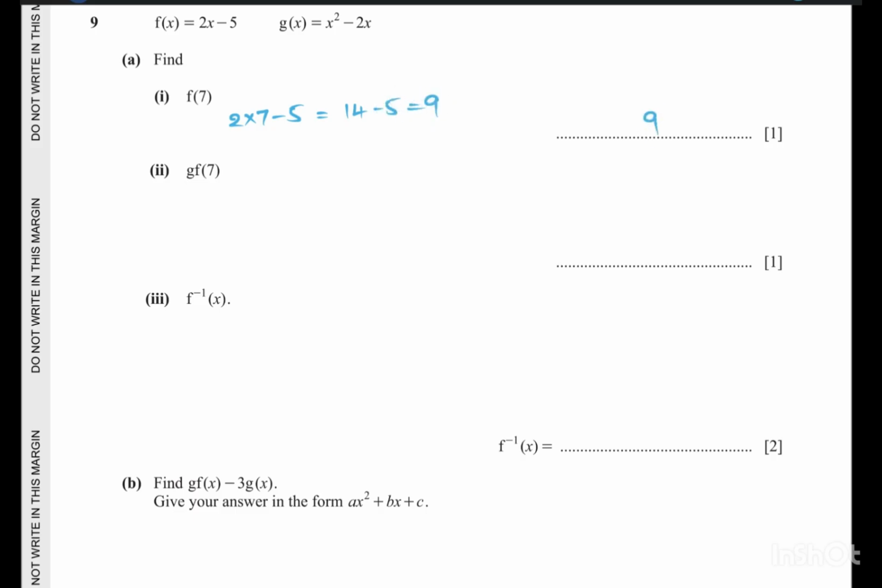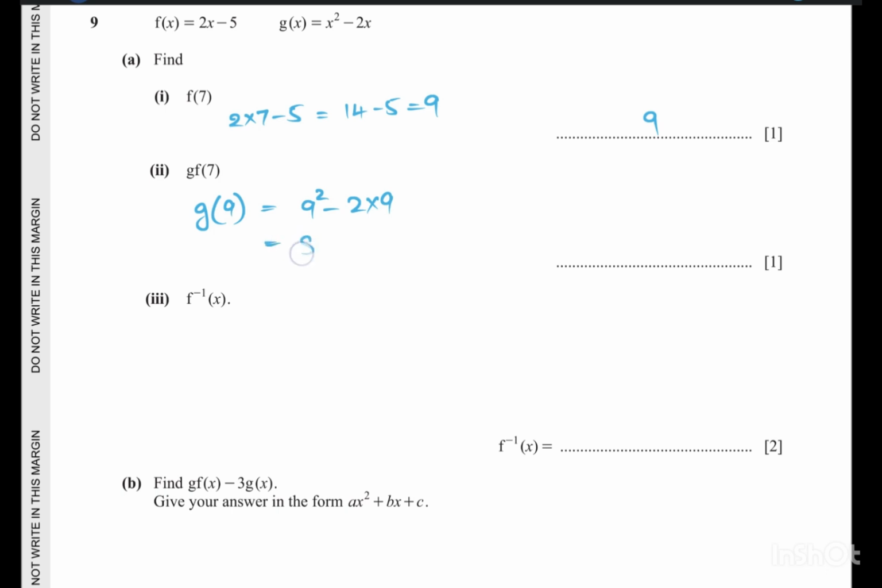g f of 7. We already found f of 7. So g of 9, because f of 7 is 9. So g of 9 will be 9 square minus 2 into 9, because g of x is x square minus 2x.